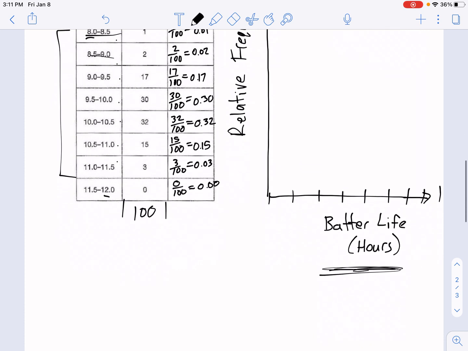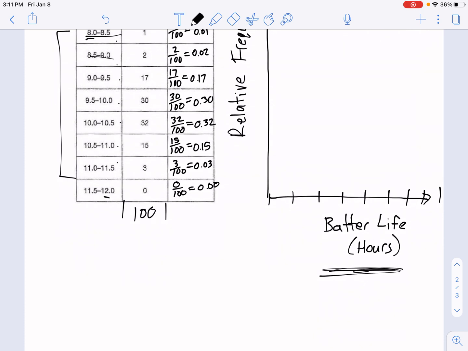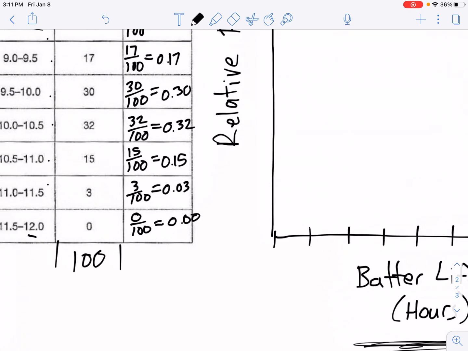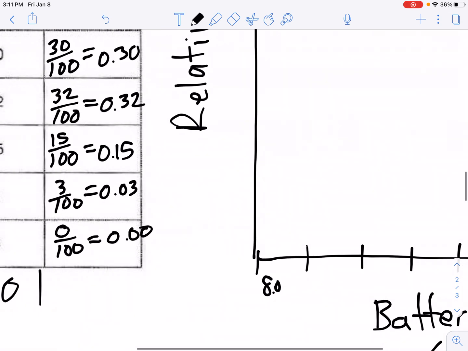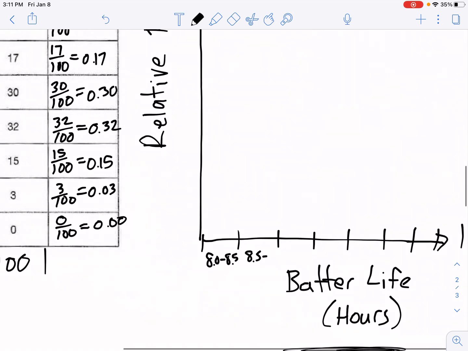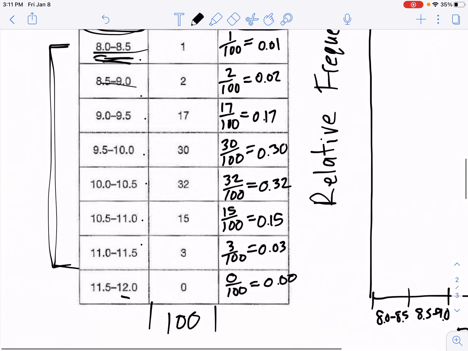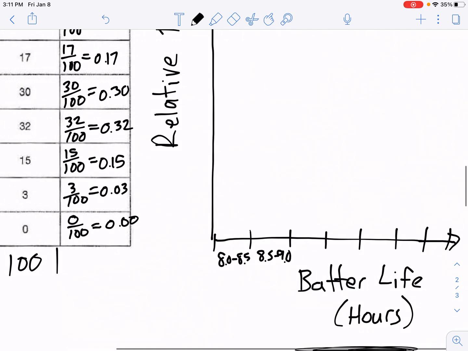Kind of running out of room. Okay, but we have to have 8 of these since we have 8 of these classes here. One way that is very common is they just take this range of values here, and that's what they're going to mark underneath. So they would say 8.0 to 8.5, okay? Then the next one would be 8.5 to 9, and then the next one, the third, would be 9.0 to 9.5, okay? That's a common way that you might see things labeled. That's one approach that we can take.